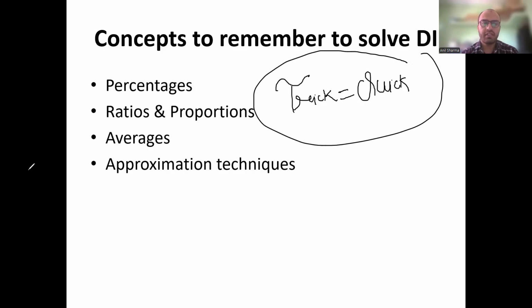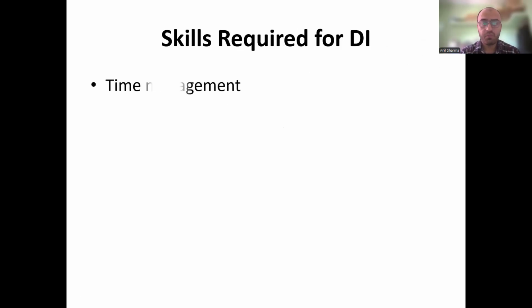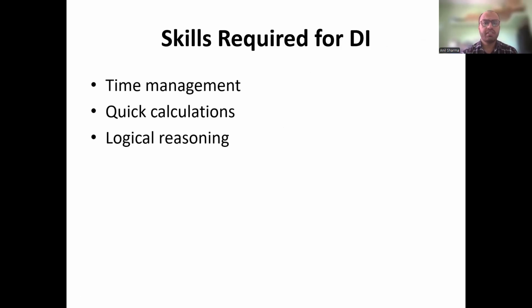So this is the basic motto of DI, and this is the concept involved in DI. And what is the skill required? You should be able to manage time. How can you manage time? If you know quick calculation. And how can you know quick calculation? If you know tricks. And for that, you must have logical reasoning within you. That is the skill required for DI. So this is the overview or short introduction of DI.